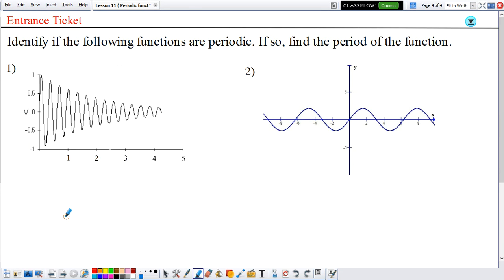Now here's your entrance ticket. Identify whether the following are periodic, and if so, find the period.